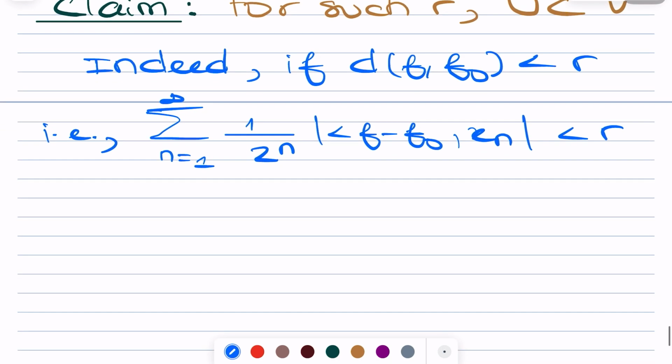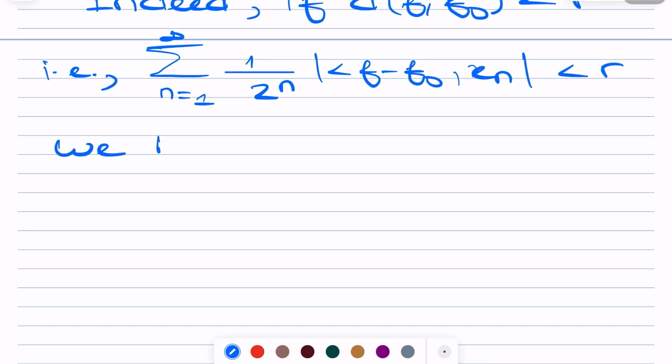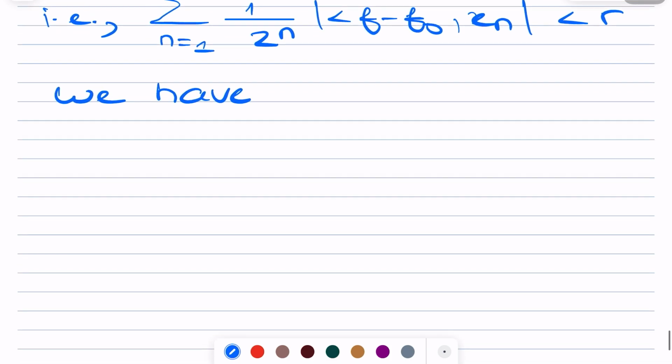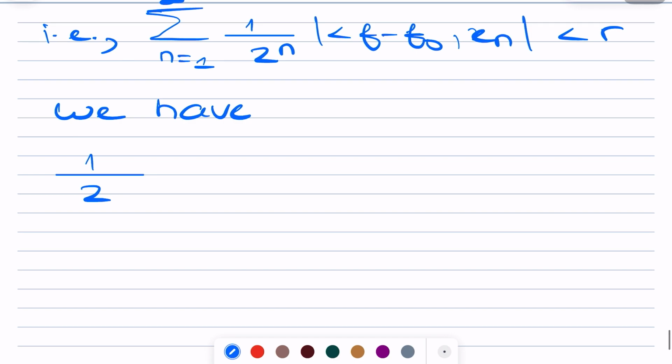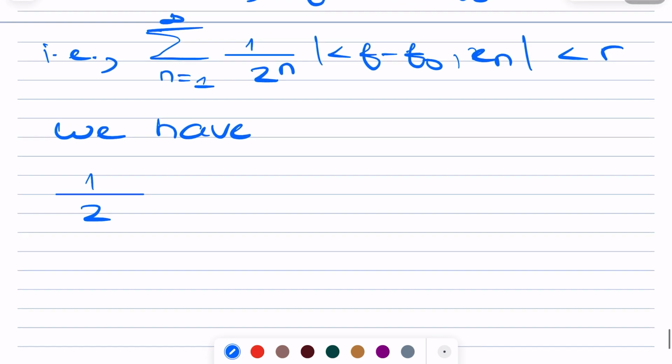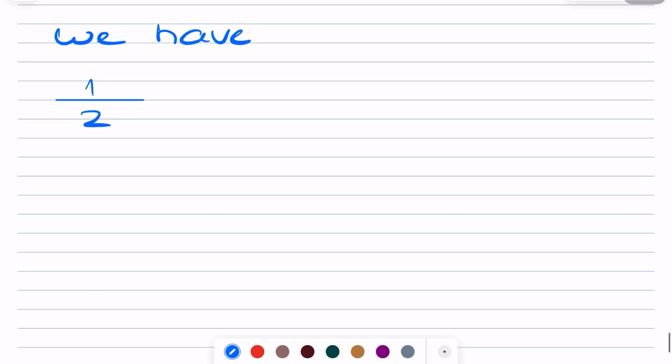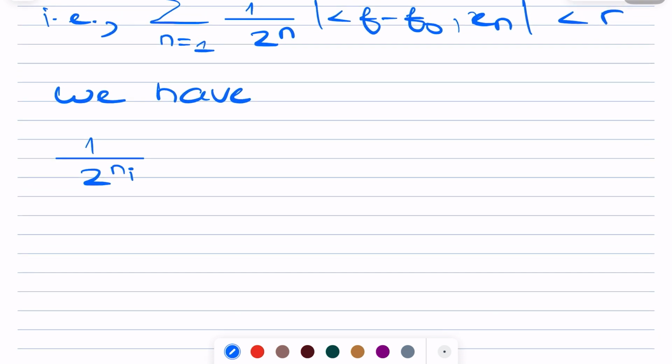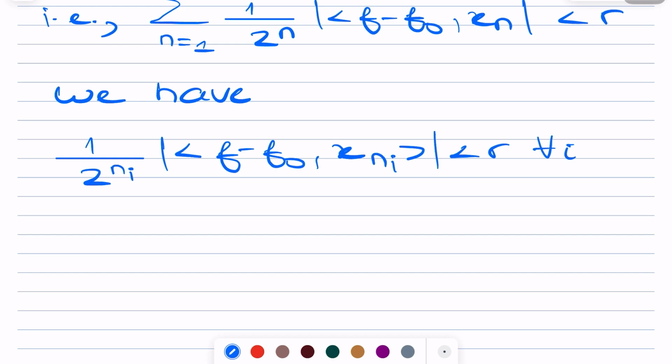If you have a sum of positive terms that is less than R, that means every term is less than R. So you have 2 to the power ni of the absolute value of f minus f0 at x_ni, the duality term, is strictly less than R, and this for every i moving from 1 up to k.